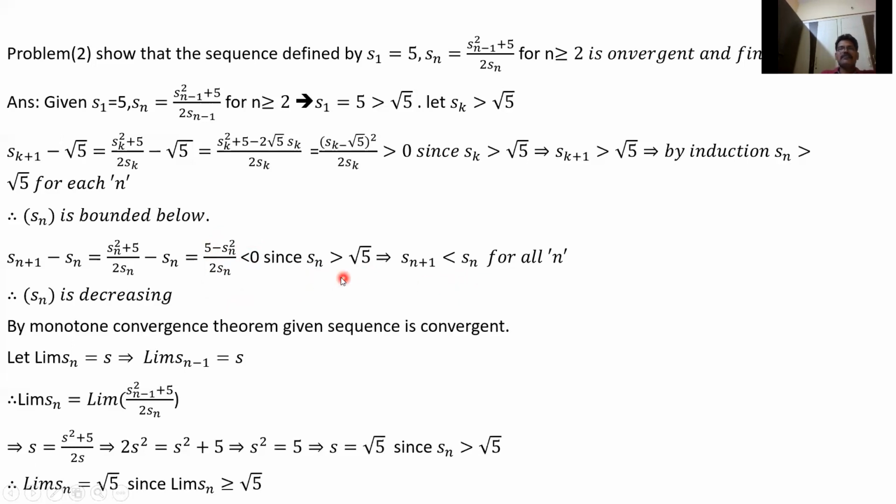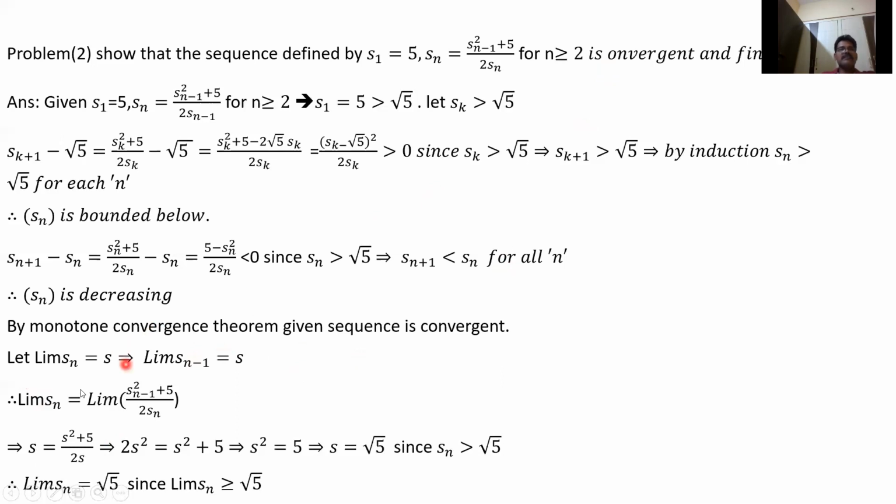Don't worry. Here, suppose I take Sn equal to 3, and 3 is greater than root 5, since root 5 is 2 point something. So if I write 3 here, what happens? 5 minus Sn square is negative. So Sn is decreasing, and already bounded, therefore it is convergent. By the monotone convergence theorem, the given sequence is convergent.